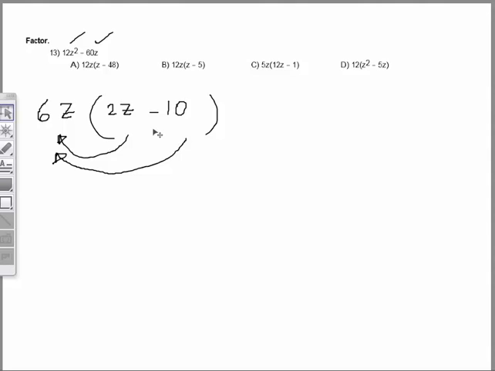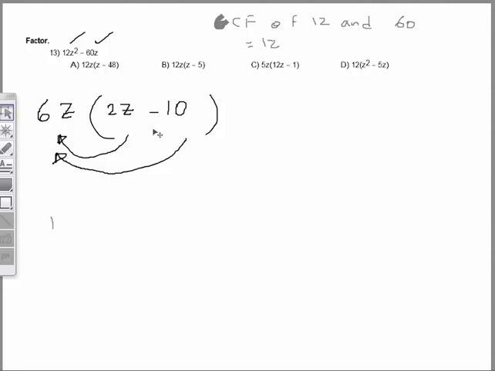Because I still have 2 in common between those two, don't I? 12. So 12 was the greatest common factor. Does that make sense? So you should have factored the 12. The greatest common factor between 12 and 60 is 12, right?